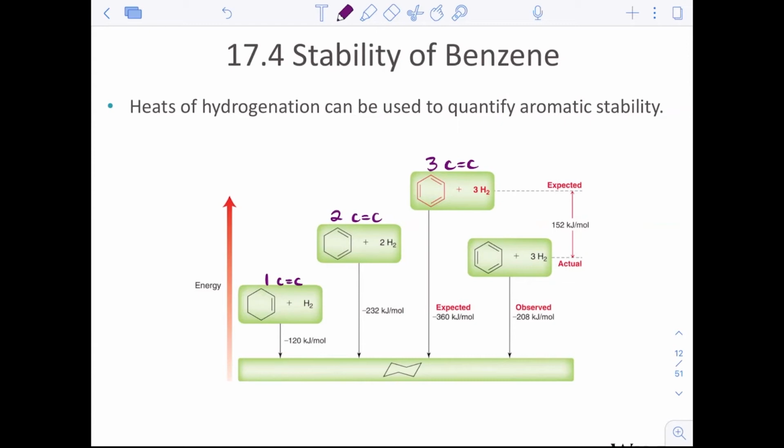And actually, benzene is even more stable than a conjugated diene, right? It was a difference of 152 kilojoules per mole. This was the actual down here instead of what we expected. And so this is where we have to look and say, like, what the heck is going on? Why is there such an increase of stability, right? Even taking into consideration conjugation, what is going on with benzene that makes it so much more stable? It's like super conjugation, right?